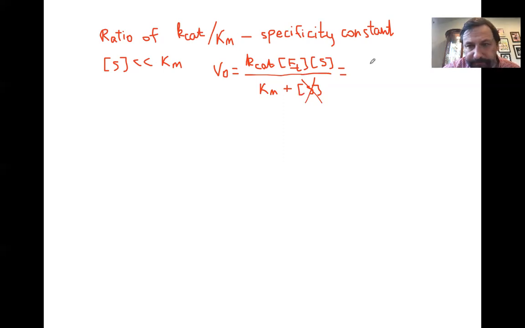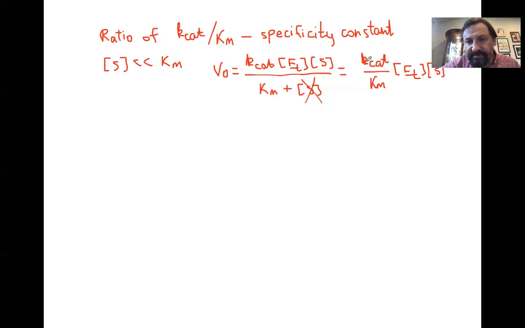And so V naught will equal kcat over KM, times enzyme total, times substrate. And so this ratio, kcat over KM, now think about it.